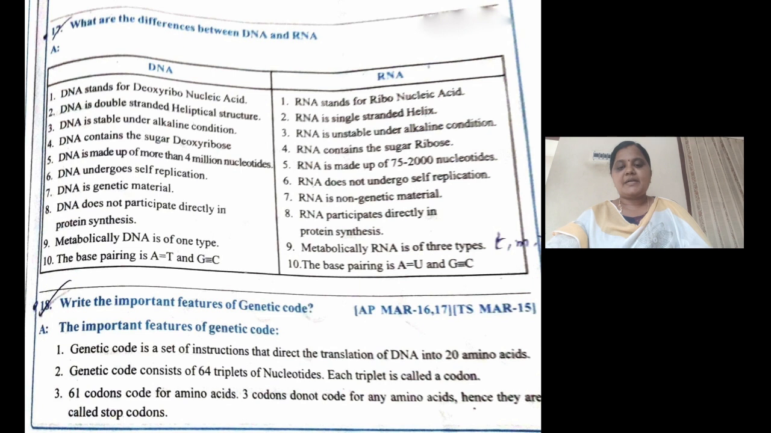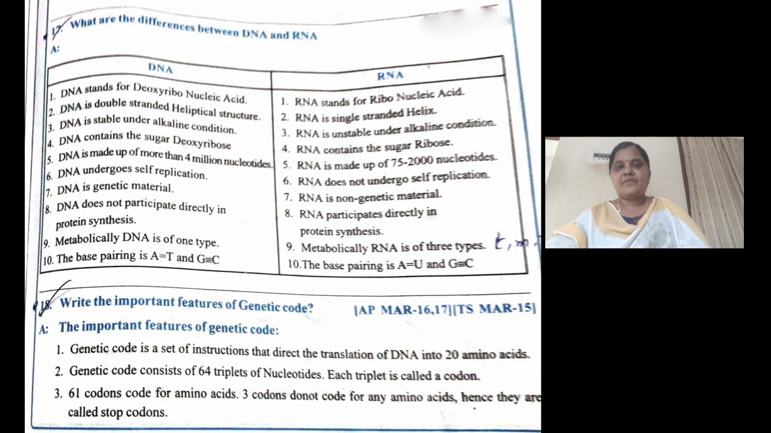DNA does not participate directly in protein synthesis, whereas RNA participates directly in protein synthesis. Metabolically, DNA is of one type, and metabolically, RNA is of three types. The base pairing of DNA is A to T and G to C, and the base pairing of RNA is A to U and G to C. So these are the differences between DNA and RNA.